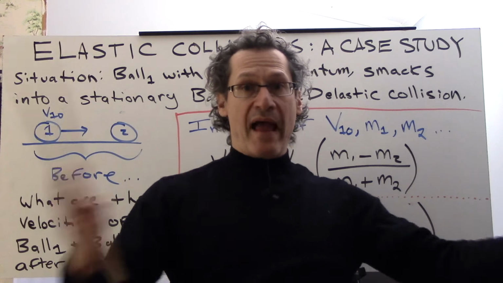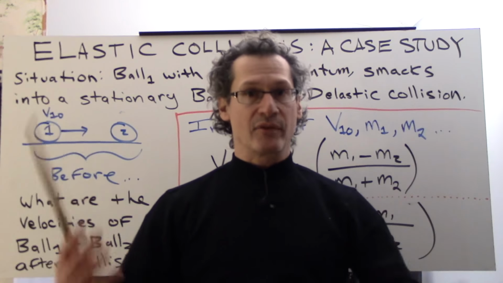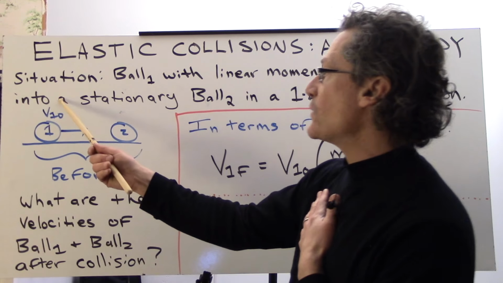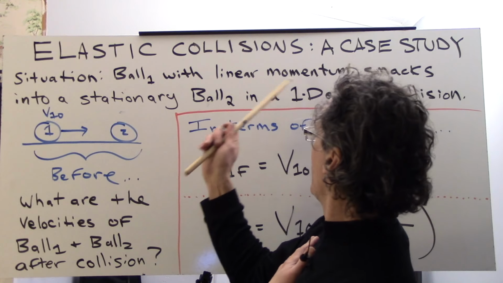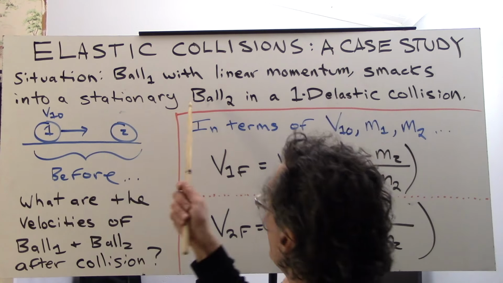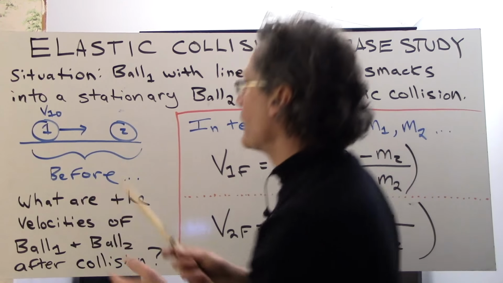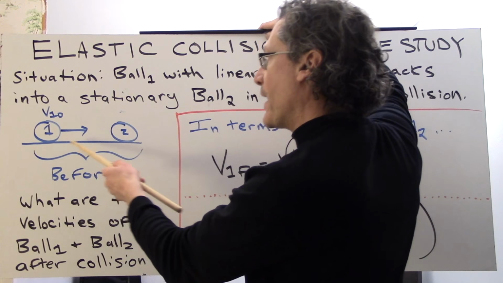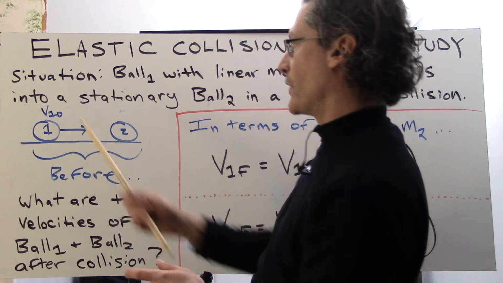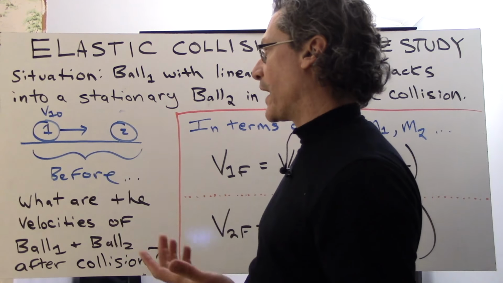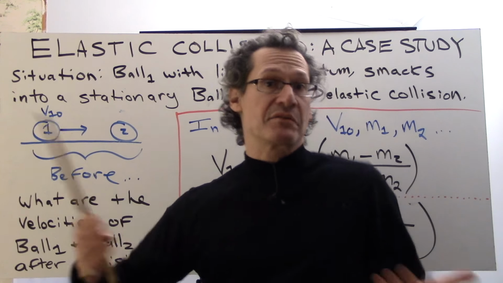Alright, and so here we have our case study of elastic collisions. Our case study involves a situation where ball 1 with linear momentum smacks into a stationary ball 2 in a 1D elastic collision. So here's the picture of that. We've got ball 1 headed towards ball 2, which is stationary. Ball 1 has velocity v1 naught, and they both have some certain mass.